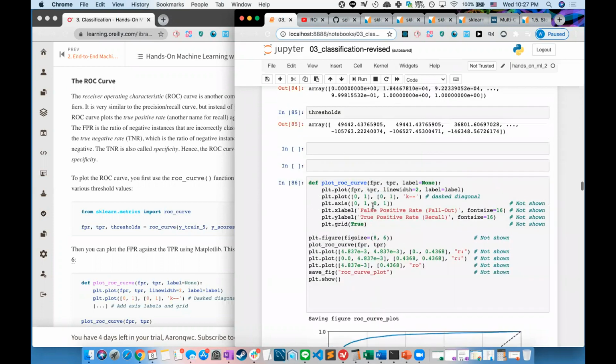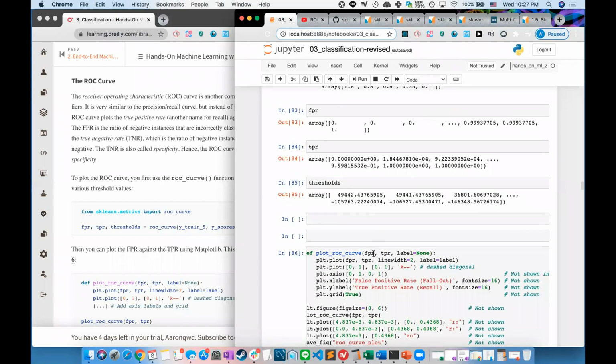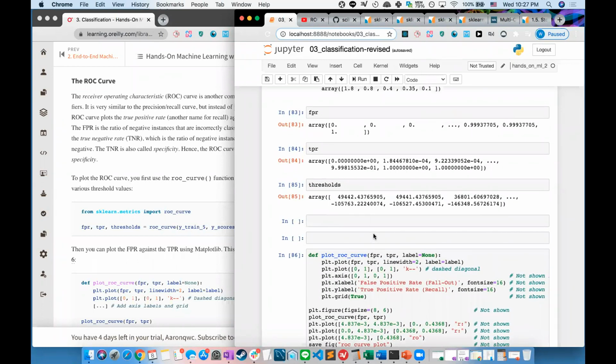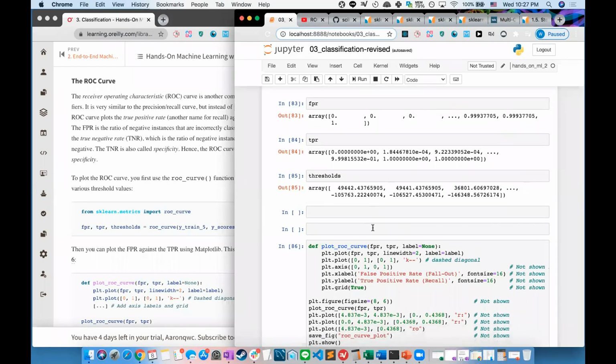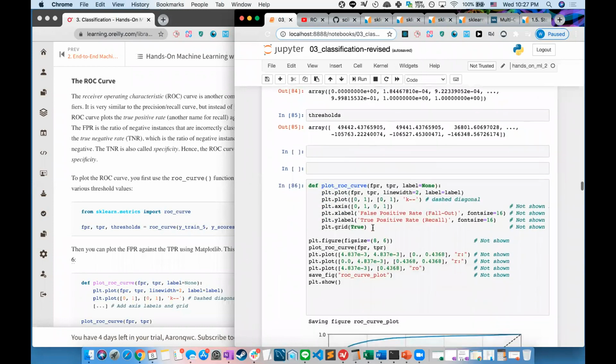Then you adjust the threshold to the next increment in the grid. Calculate the true positive rate and false positive rate again, and you just keep doing that until you've built this ROC curve. That's how you actually make the ROC curve.